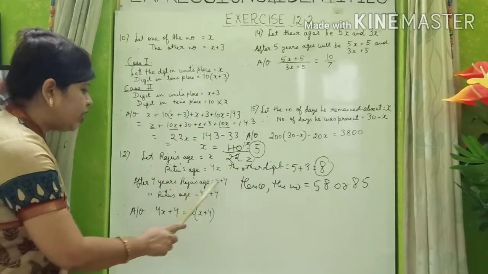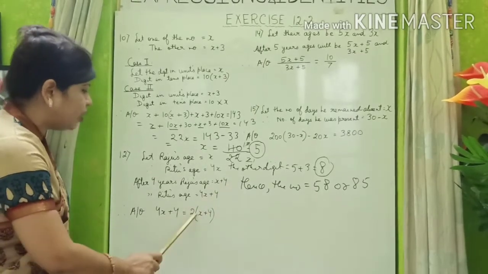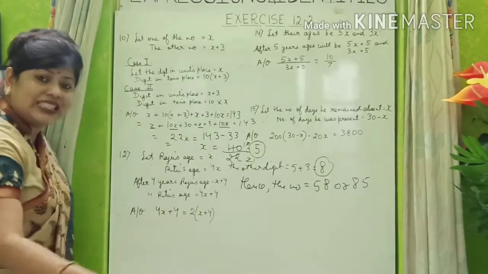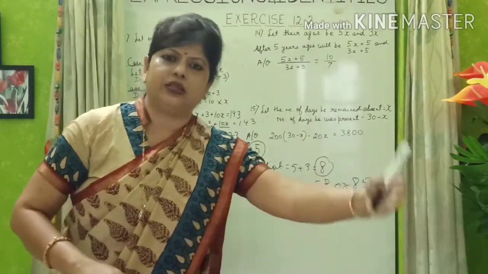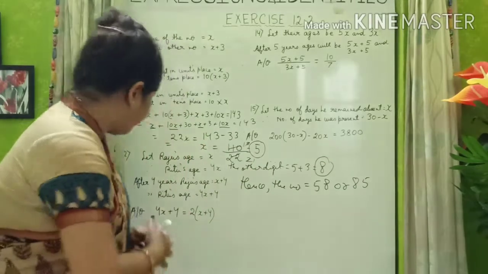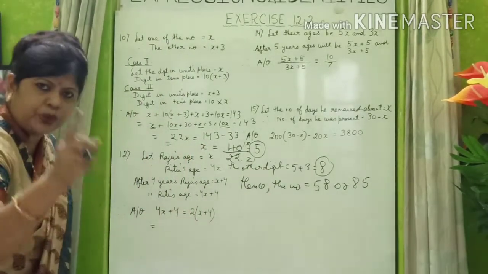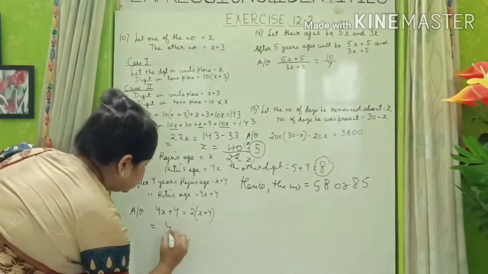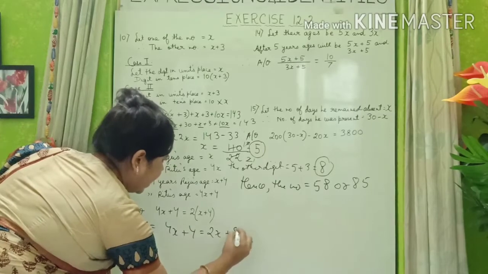So after 4 years, you add 4 to both, and then according to the question, Ritu's age will be twice her brother's age. So according to the question, 4x plus 4 will be equal to 2 into x plus 4, the brother's age. So this becomes 4x plus 4 equals 2x plus 8.